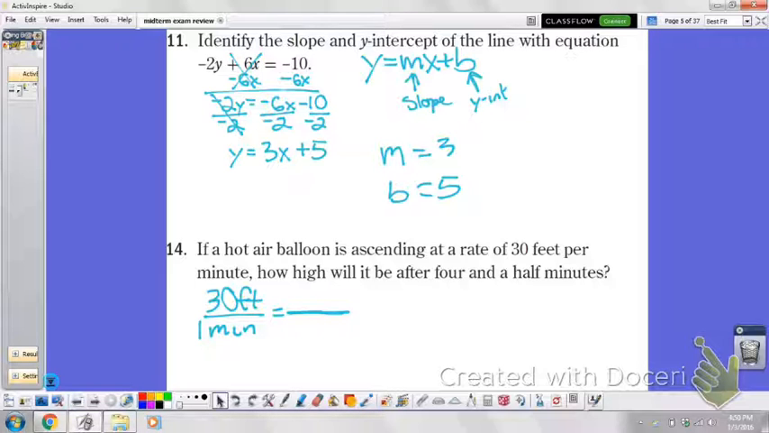So since my time is in the denominator, the bottom of my fraction, in my first fraction, I will put the 4.5 minutes in the denominator. And I don't know how high I will be up, so I will have x on the top. To solve a proportion, we cross multiply. So we'll take 30 times 4.5, which is 135, and then x times 1, which is just x. So it will be 135 feet in the air.